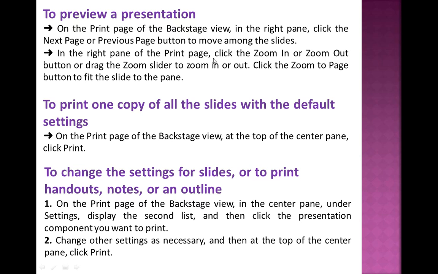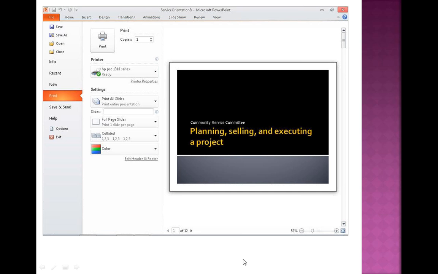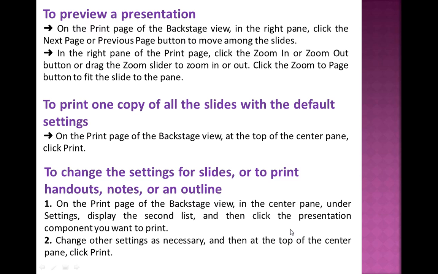In the right pane of the print page, you can either click the zoom in or zoom out button or drag the zoom slider to zoom in or zoom out. Click on the zoom to page button to fit the slide into the pane. So this is how we can preview our presentation. This is zooming. We can increase or decrease the preview of the print.